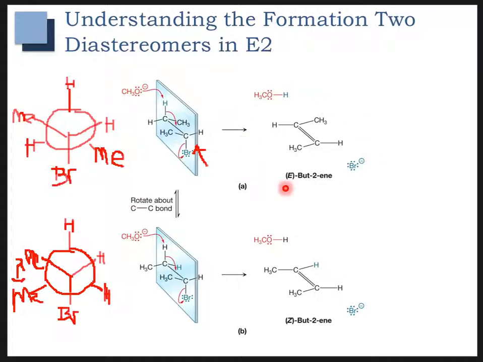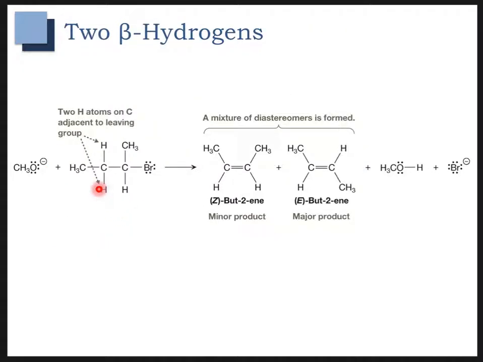Now, we don't necessarily have to draw out the Newman projections in this situation. If you remember that when you have two beta hydrogens, the least sterically hindered product is going to be the major product, that's fine. You don't have to draw out the Newman projection every time. In a situation where you have one beta hydrogen, though, you do have to draw out the Newman projection or the sawhorse conformation to figure it out every single time.